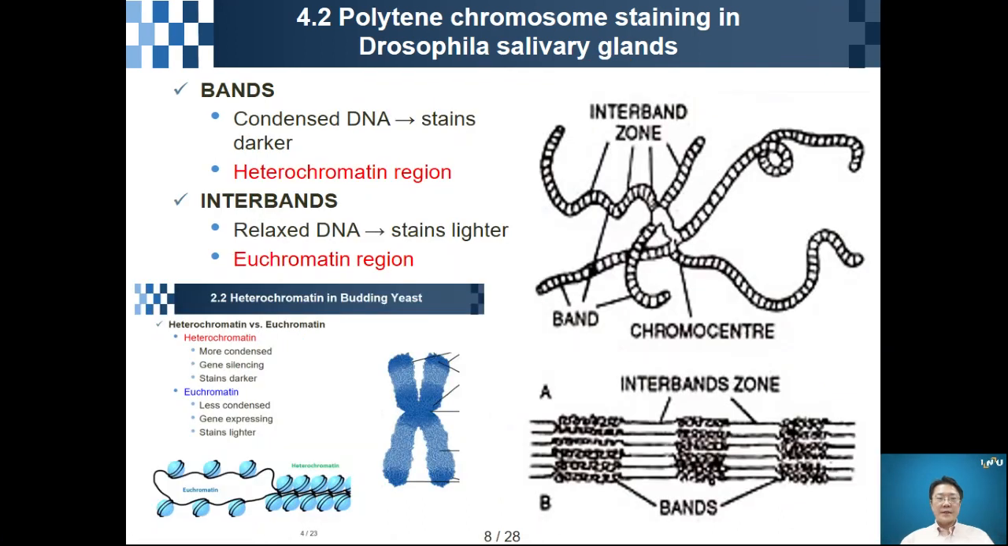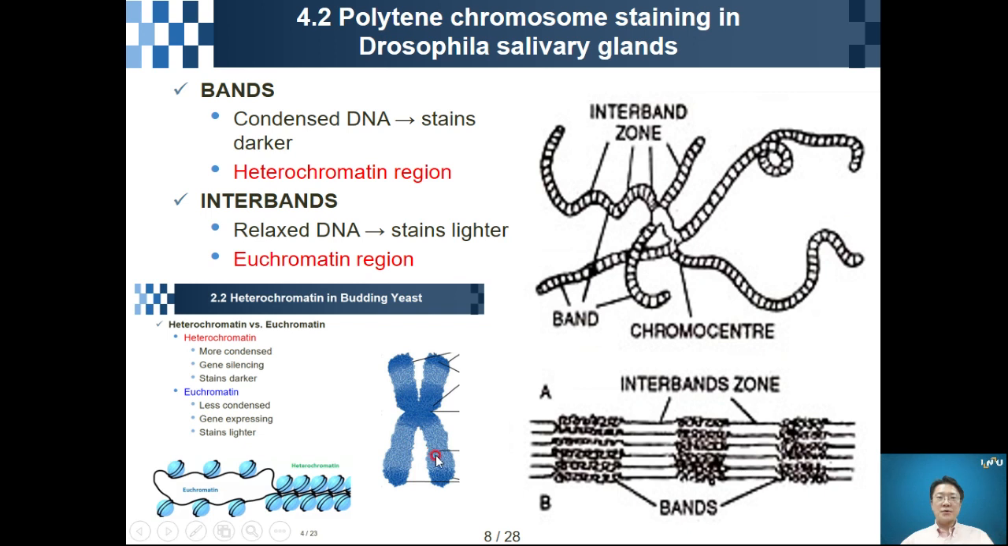Okay. In this slide, I will explain some detailed information about polytene chromosome, especially focusing on heterochromatin and euchromatin. Previously we learned that heterochromatin is the more condensed region and also stains darker. It is usually located in the telomere region and also the centromere region. How about euchromatin? Euchromatin is less condensed and also stains lighter, like this.